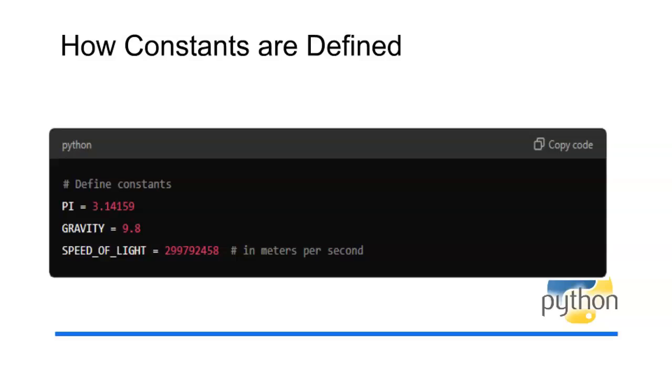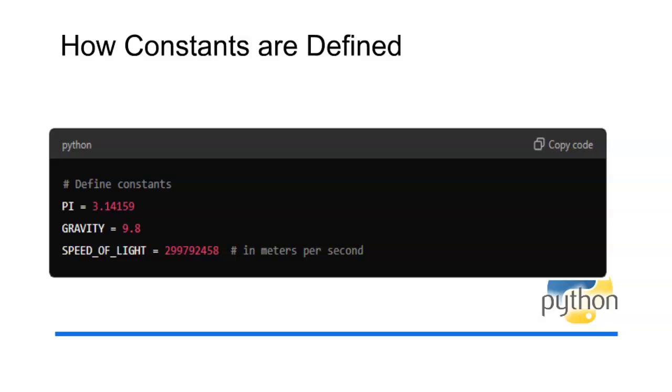Benefits of using constants. 1. Readability. Constants make your code more readable and understandable by providing meaningful names for fixed values. 2. Maintainability. If a constant value needs to be changed, you can do it in one place rather than throughout your code. 3. Error prevention. By indicating that a value should not change, you help prevent accidental modifications.